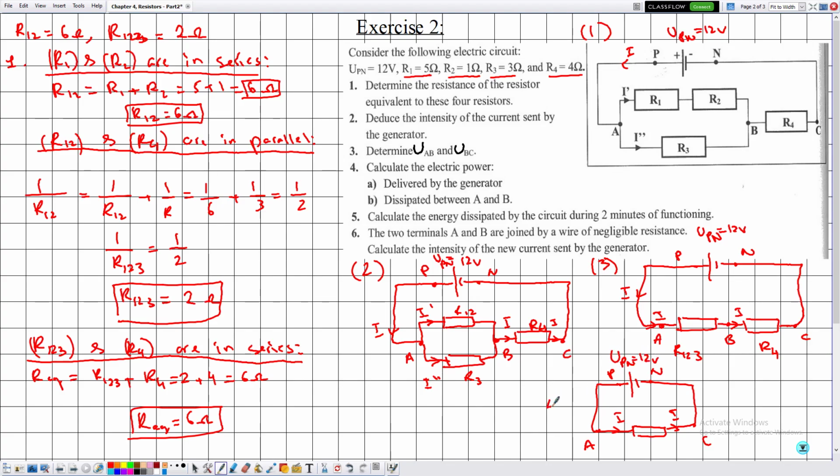Now for each question they ask us, we have 4 different circuits to refer to, and here we have that the equivalent resistance R equivalent is equal to 6 ohms. Then we are done with number 1.